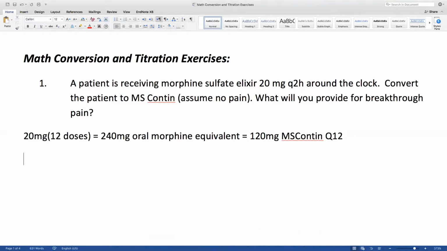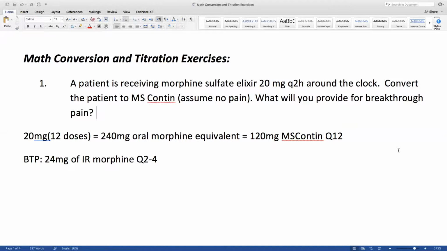10% is breakthrough. So breakthrough pain would be 24 milligrams of IR morphine. And then you could do, depending on the patient, every Q2 to 4 hours. If it's outpatient, you'd probably be a little more conservative. If it's inpatient and it's like cancer pain, you'd want to be a little more aggressive, right? Every 2 to 4 hours.